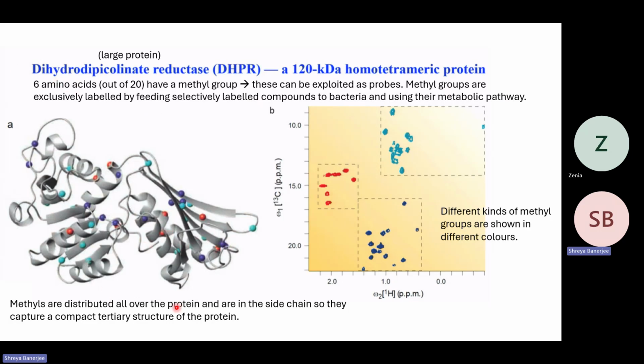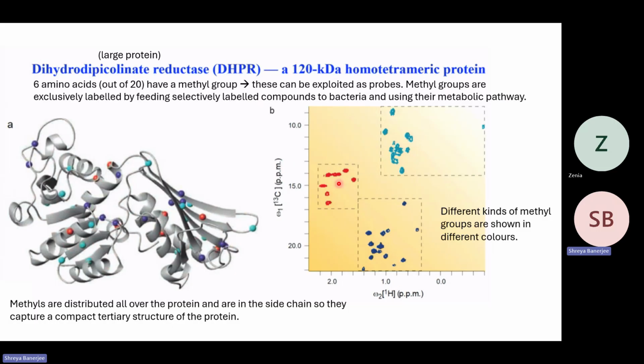And in this particular protein, methyl groups are distributed all over the protein. So if you get an idea of the methyl groups, you will get an idea of the structure of the protein. It will also considerably cut down on the NMR crowdedness because we are not looking at the other amino acids. We are only looking at the methyl groups.